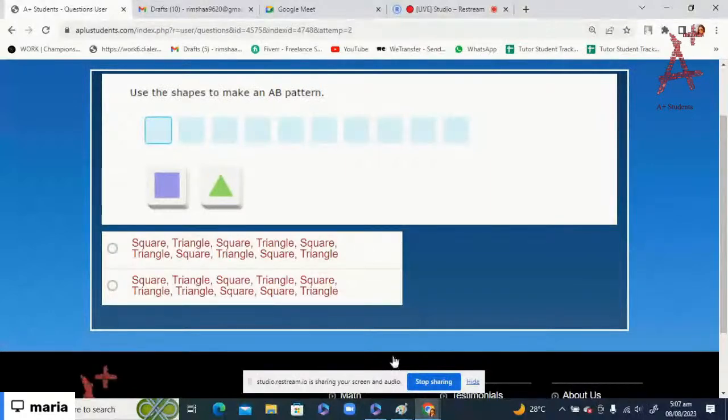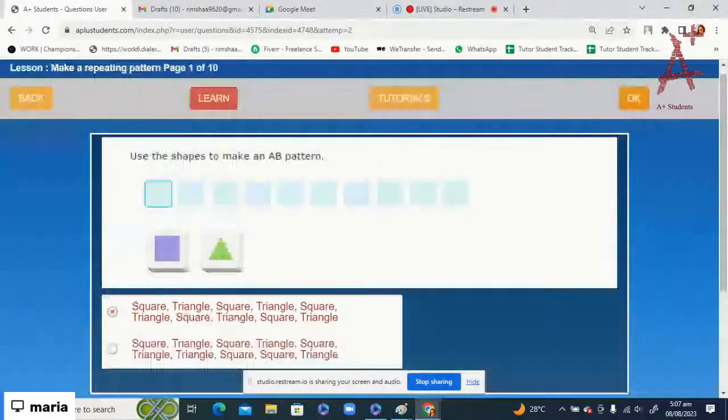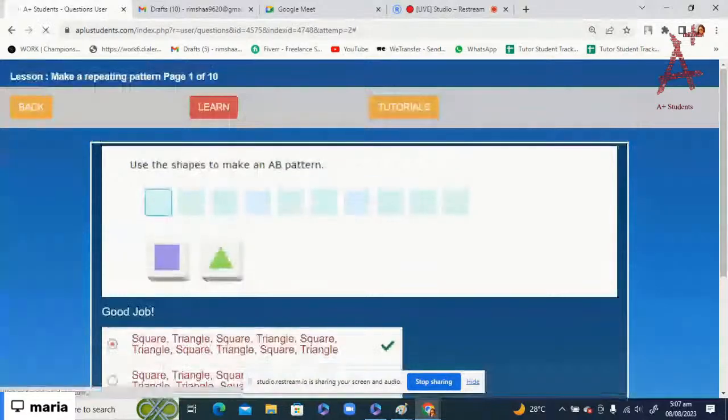Does it create a pattern? No, because two shapes are the same here, triangle with triangle and square with square. So this is not right. The first option A is your right answer. Then you click over there, and that's it.